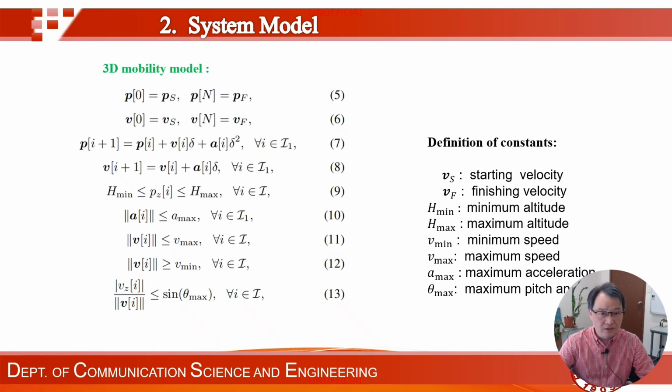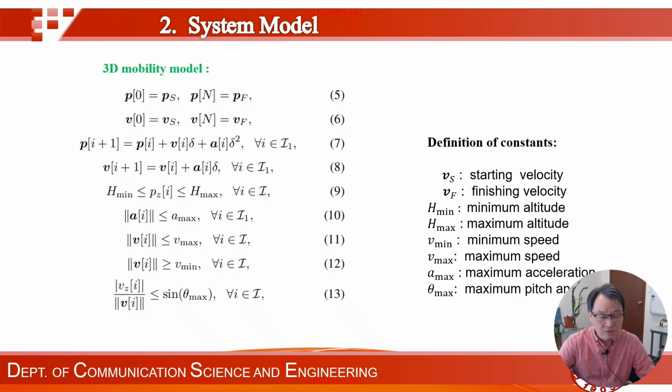In addition to the data collection model, we also define a 3-dimensional mobility model for the UAV. The UAV starts at an initial position and velocity, and must end at a specified final location and velocity. Its trajectory over time is described by the location, velocity, and acceleration updates given in Formulas 7 and 8. We also impose physical constraints to make this model realistic. The altitude of the UAV must always stay within a minimum and a maximum bound. The acceleration is limited by a maximum value. The velocity must remain between a minimum and a maximum speed.